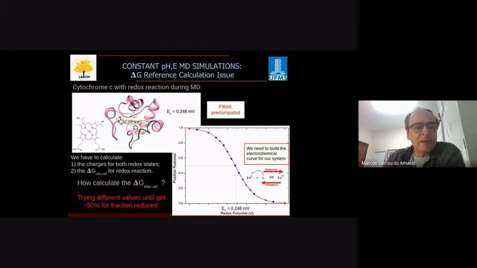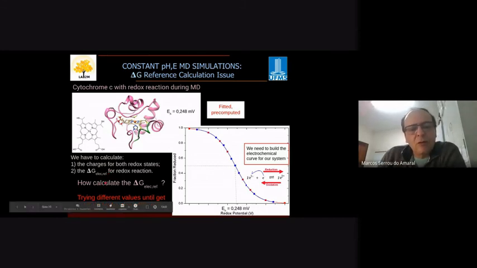You need to get the charges for both reduced and oxidized states, and our problem is to get the delta G electron reference for the redox state. If I do not have this parameter, it's impossible to run a constant electrochemical molecular dynamics. So it's impossible to have this oxidation and reduction during my simulation, and this is really important. So how do we calculate the delta G electron reference?